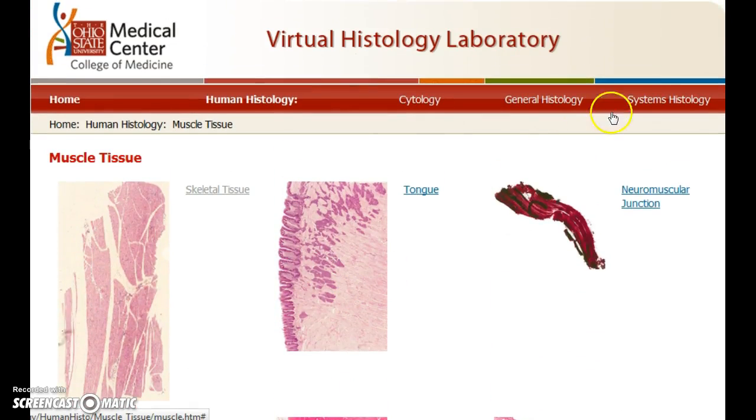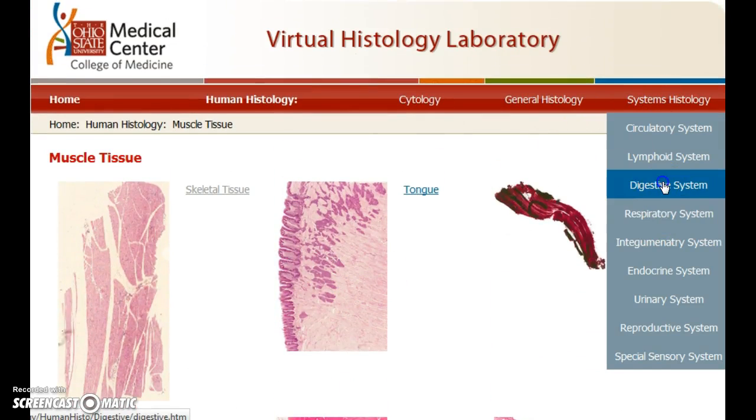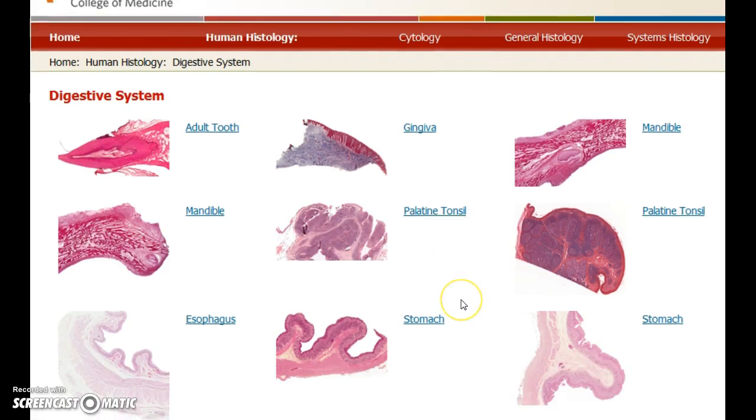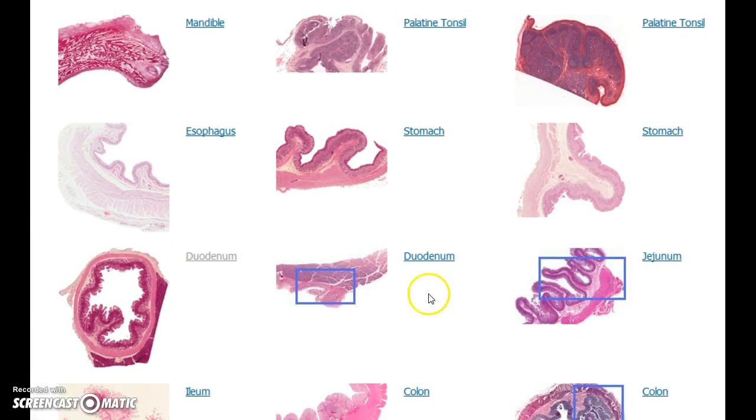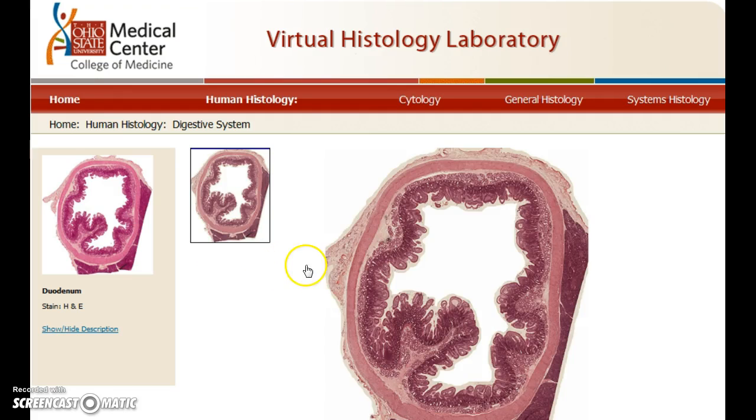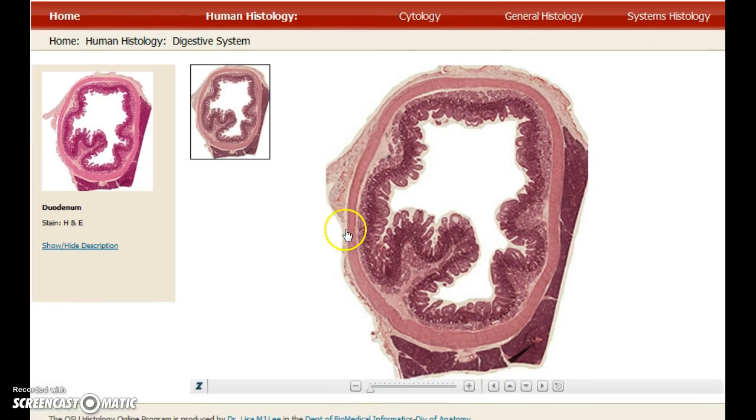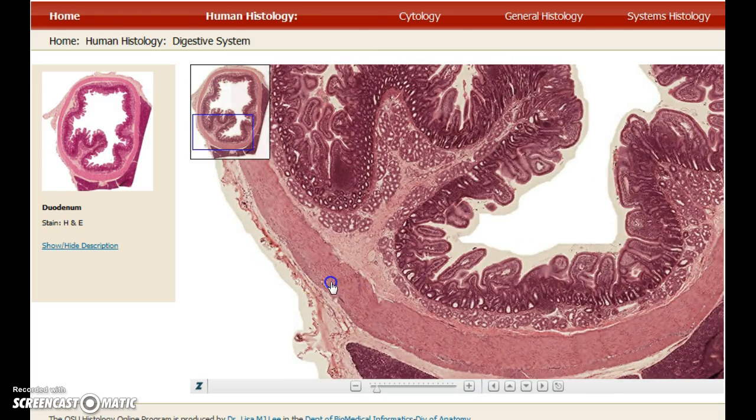I'm actually going to move over to the digestive system to look at smooth muscle. And smooth muscle lines hollow organs, and as you can see, this is hollow. There's a lumen in the middle, and so around the outside here I'm going to have smooth muscle. I'm going to zoom in on this area right here.